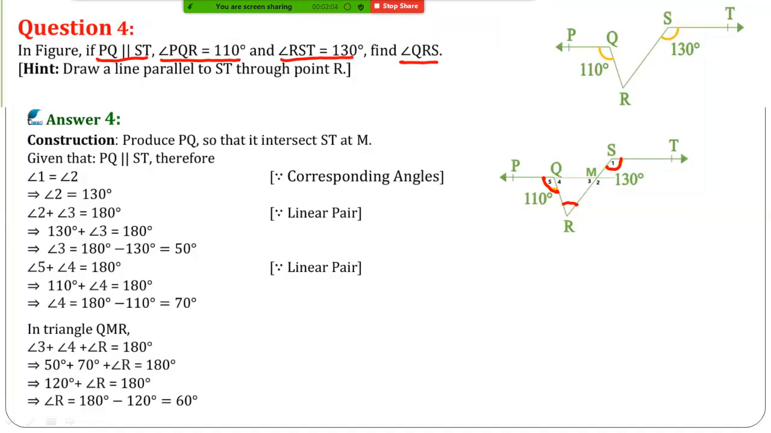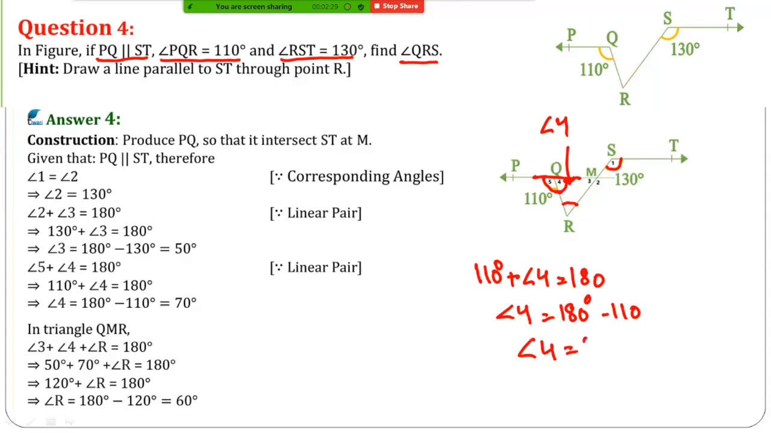QRS, sorry. So we know that this is a line, so it forms a linear pair, so we can find the value of this angle. So 110, suppose this angle to be angle 4. So 110 plus angle 4 is equal to 180 degrees. This is a straight line, so angle 4 is equal to 180 degrees minus 110. So the value of angle 4 is equal to 70 degrees.